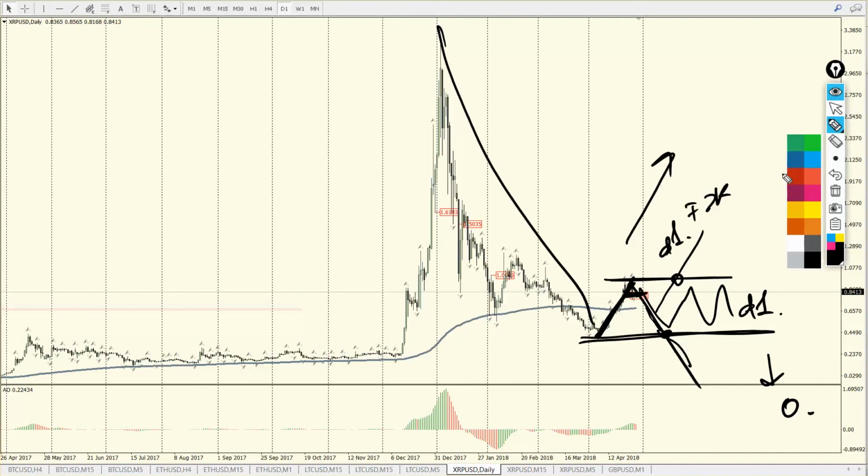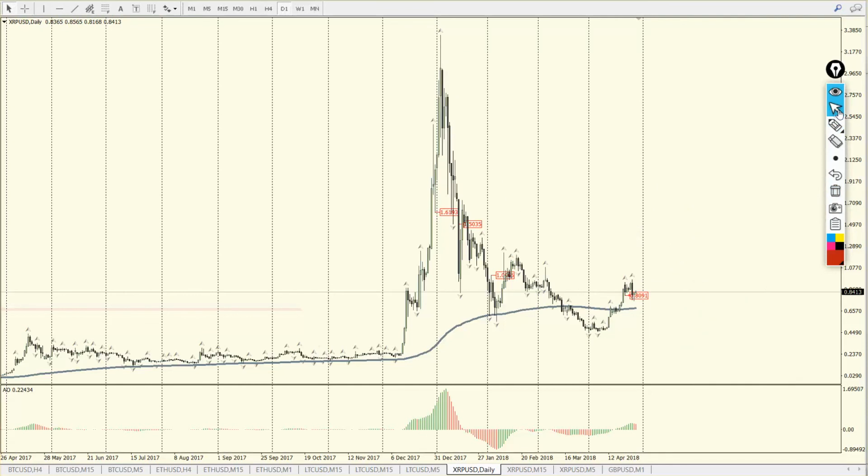So as long as we're between those 2 reference points, I'm staying away from Ripple USD, and we'll see what reference point we'll break through, and we'll see what will happen next. So that's the idea for Ripple against US dollar.